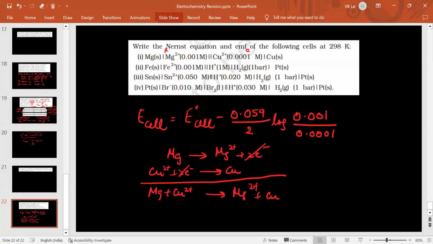So this is the Nernst equation for the first one. And similarly, you will have to learn to write the Nernst equation for all others. So once you write them, you will get confidence. This is a question from your question paper, from your textbook. So I would suggest there are not too many questions. You should learn to do all the questions from the textbook. Try out all the questions from the textbook.